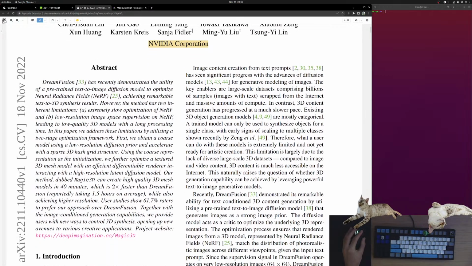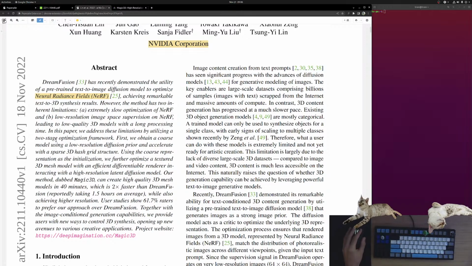You don't really ever see references in the abstract, so I think it's commendable that they do that. And also the fact that DreamFusion is a competitor, right? It's out of Google, so the method has two inherent limitations: (a) extremely slow optimization of NeRF, and (b) low resolution image space supervision on NeRF, leading to low quality 3D models with a long processing time. Okay, so basically the main things that they hit on DreamFusion for is that it's slow and it's not that great.